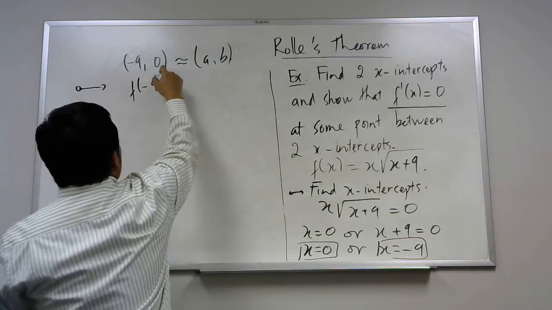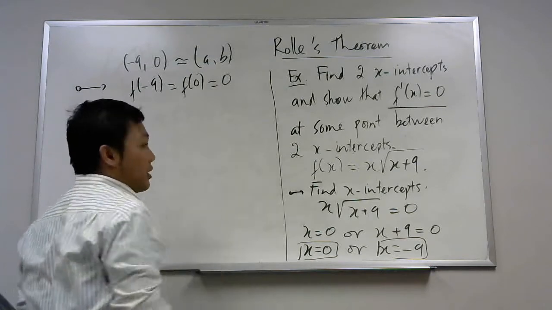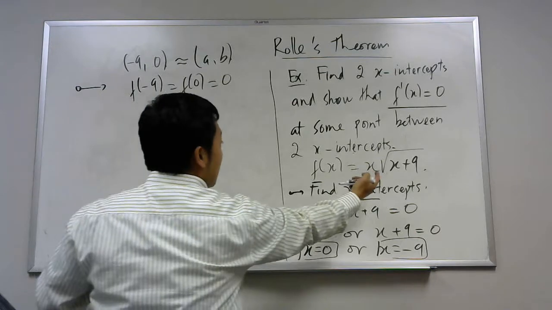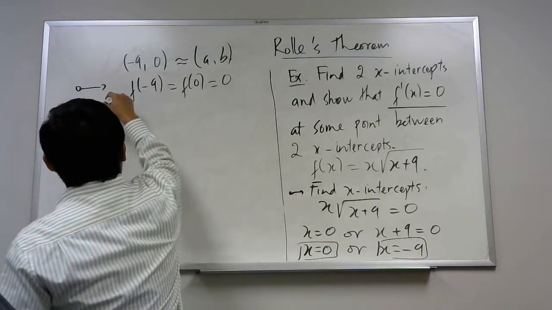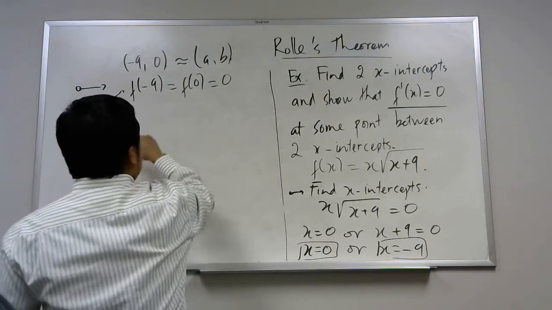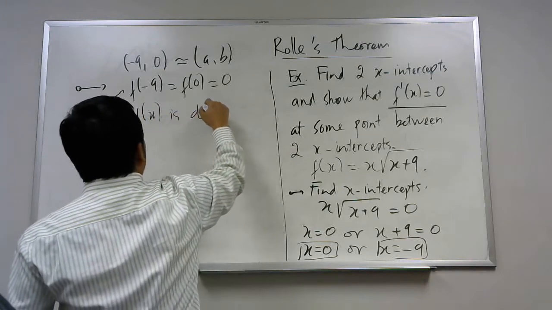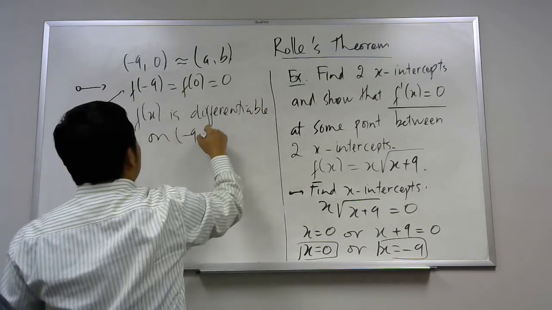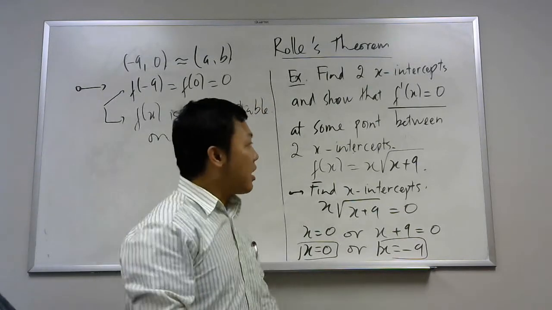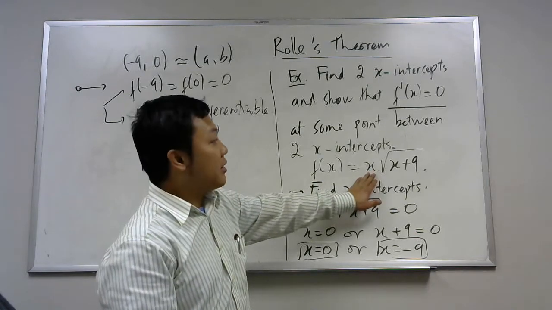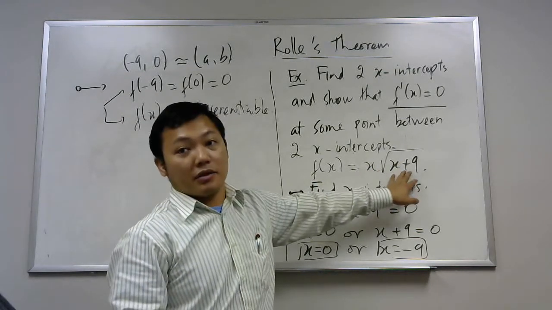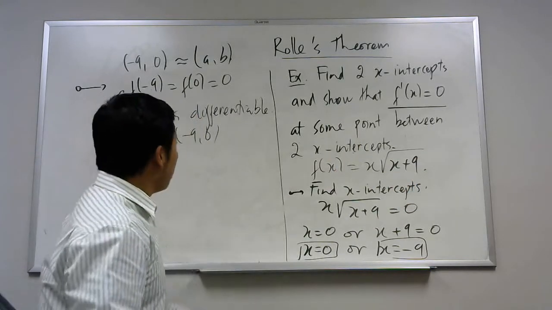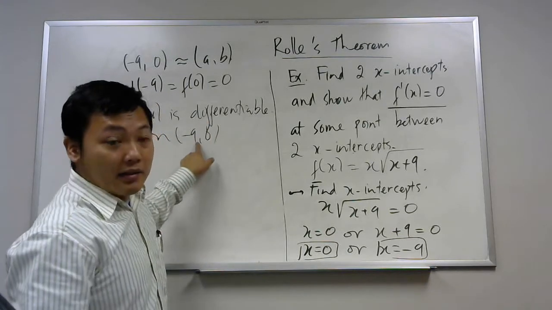So f of -9 equals f of 0 equals 0, because -9 and 0 are x-intercepts of this function. And this function is differentiable. That is the first thing. The function f(x) is differentiable on (-9, 0). Why? Because x is a differentiable function everywhere, and the square root of x plus 9 is also differentiable when x plus 9 is greater than 0. So the product is differentiable on (-9, 0).